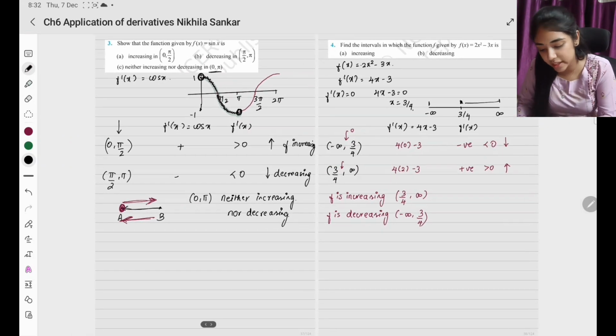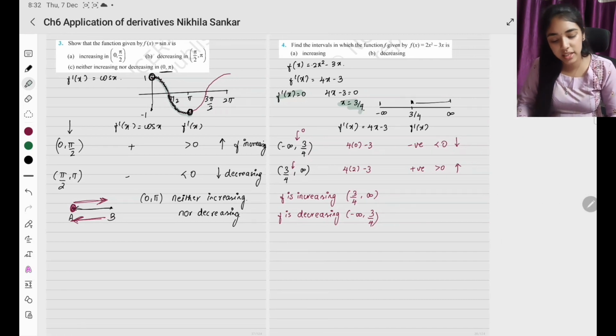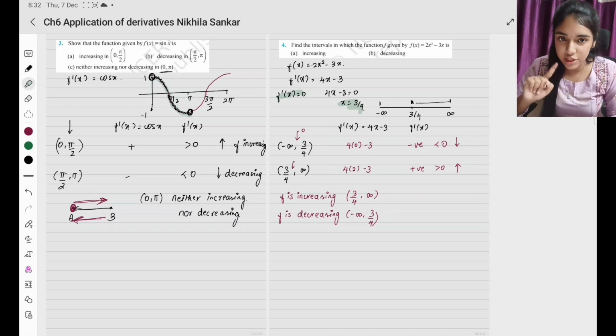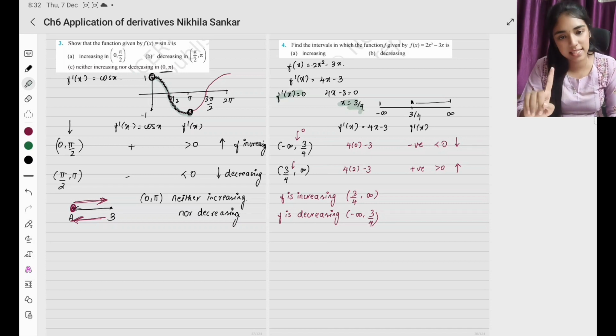First, how do we find the critical point? You have to equate your f dash of x to 0 and find what your critical point is, and after that you have to see in which interval the function is increasing and decreasing using the first derivative test. F dash of x greater than 0 means increasing, less than 0 means decreasing.